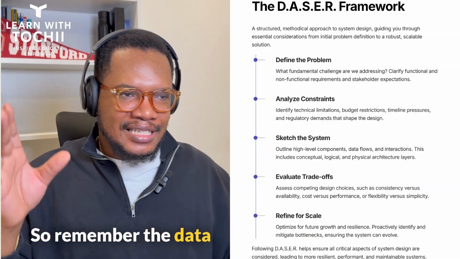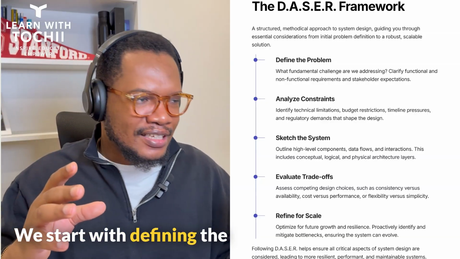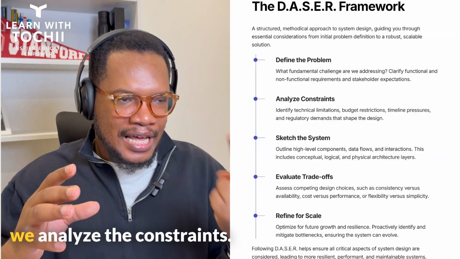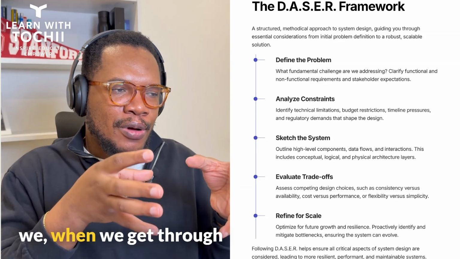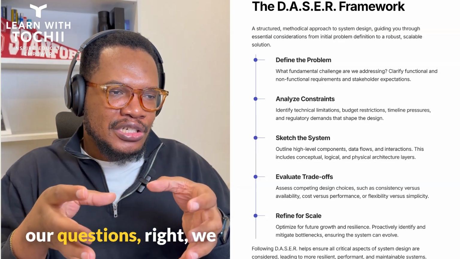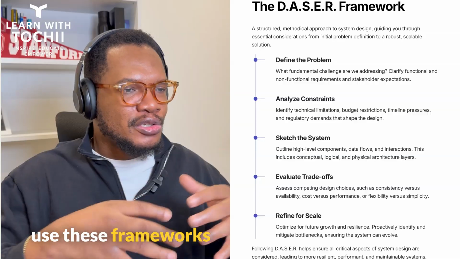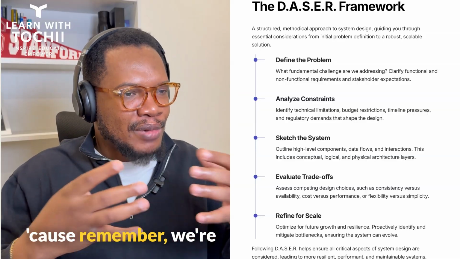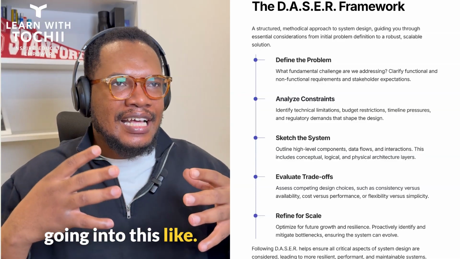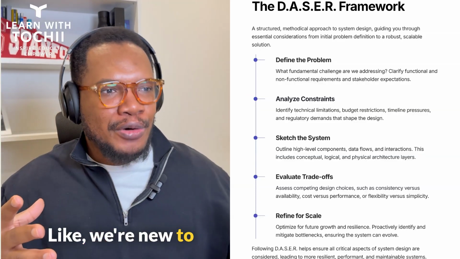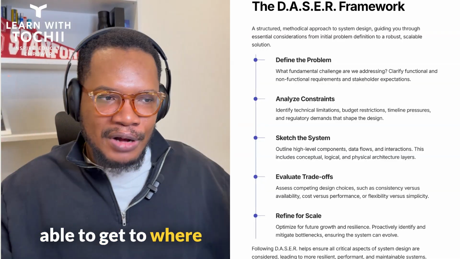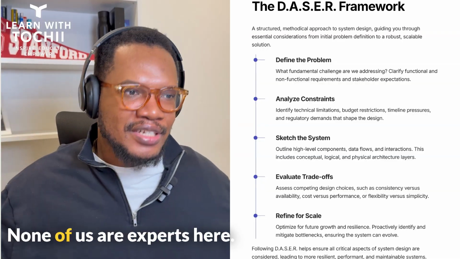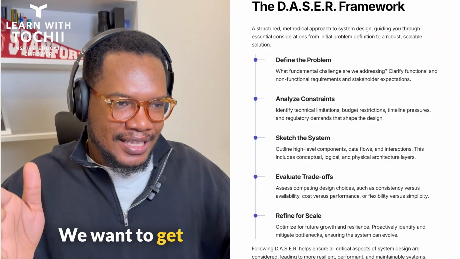So remember the DASER framework, right? We start with defining the problem. And number two, we analyze the constraints. Now, I'm giving all these examples so that when we get through our questions, we use these frameworks to try to approach this. Because remember, we're going into this like we're new to all of this, right? We want to be able to use a framework to get to where we are going. None of us are experts here. We want to get there, right?